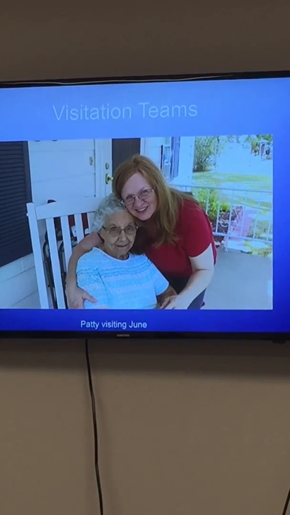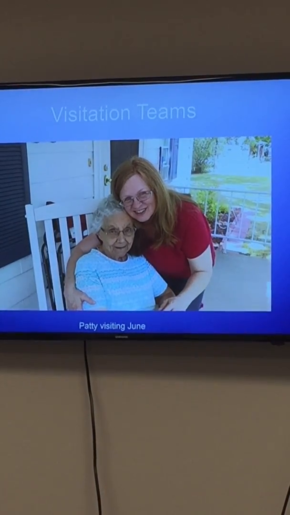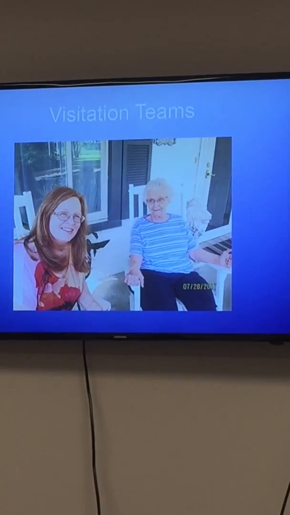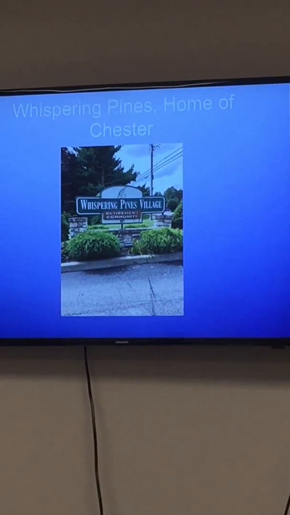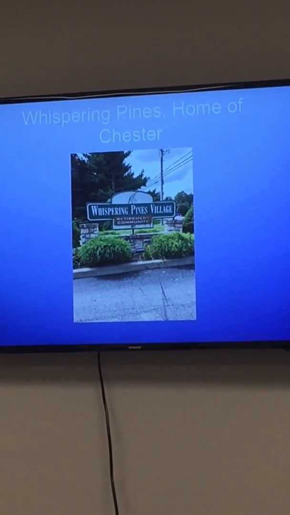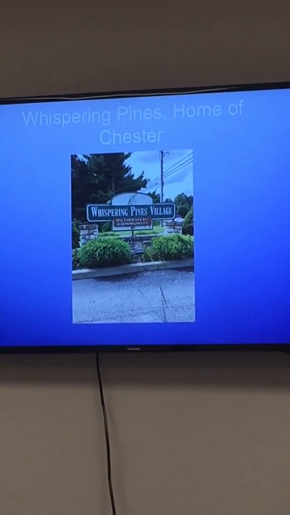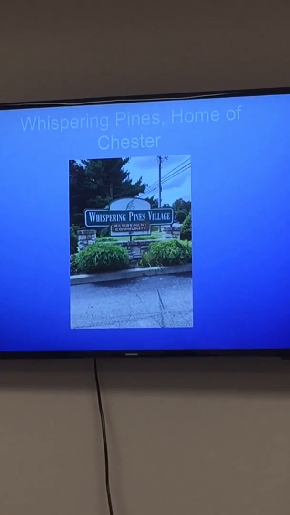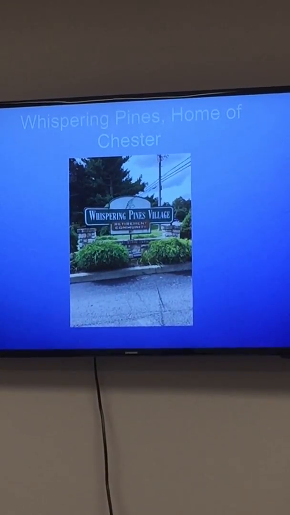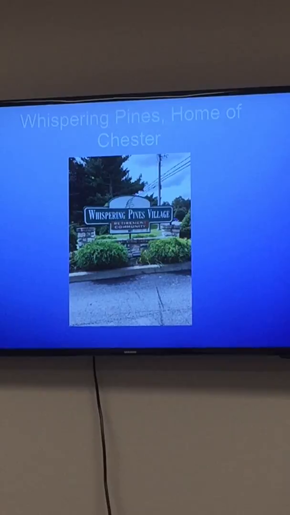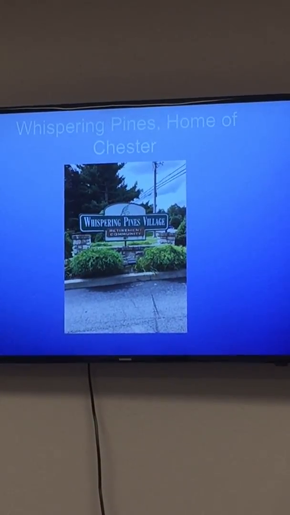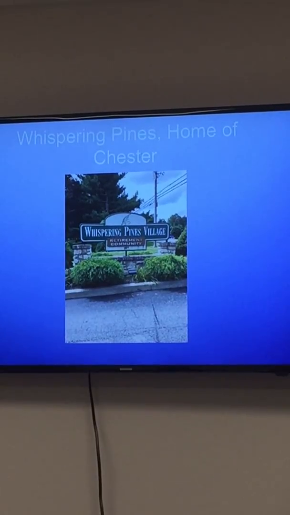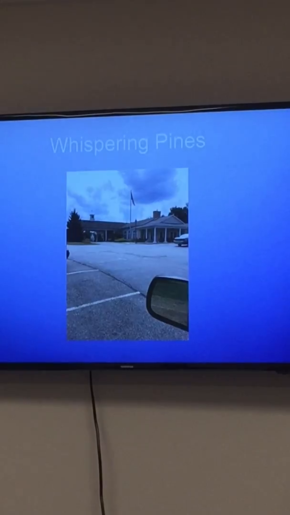Patty visiting with June. More pictures. This takes us to Joe and Chester. And by the way, if at any time you have any questions, just interrupt me and ask. I'm just kind of flying through this. This would have been Chester Queen, who's no longer with us at Whispering Pines.